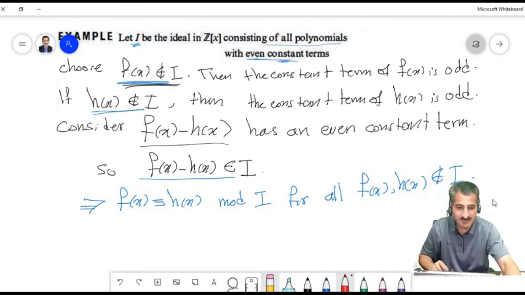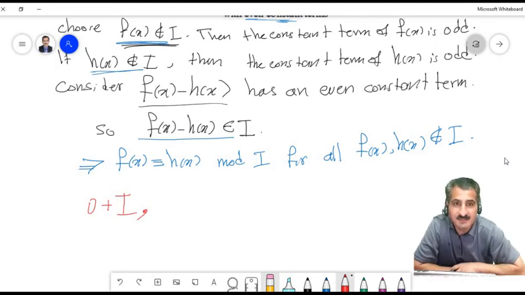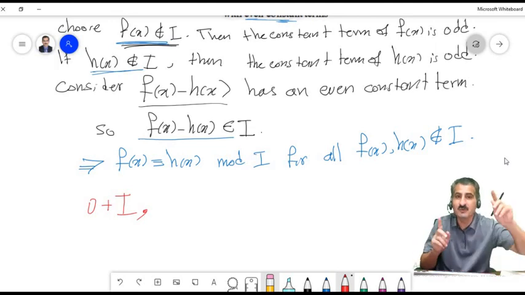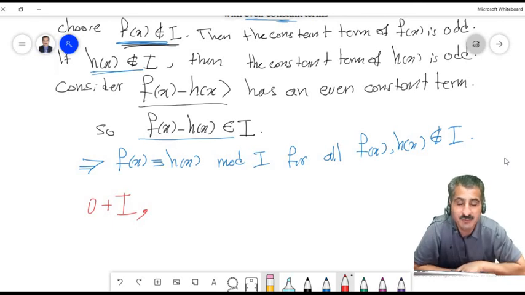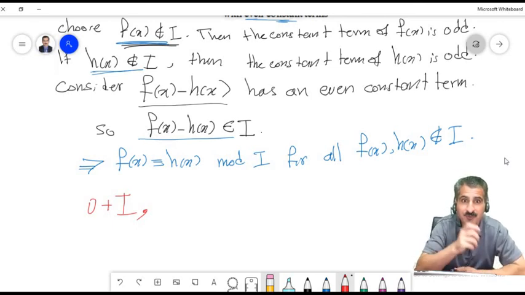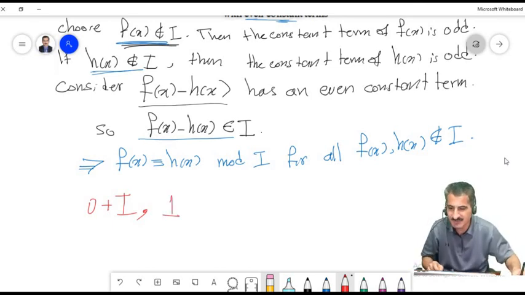So now we will use 0 plus I to denote I. This is the first coset. Go to the other coset. We said all other polynomials from outside I have odd constant term, and every two of them are congruent modulo I. So the other coset will contain all polynomials whose constant term is odd. Give me one of them to represent the coset, the simplest one. What do you think? Why don't we choose 1? 1 is a polynomial of odd constant term, 1 plus I.